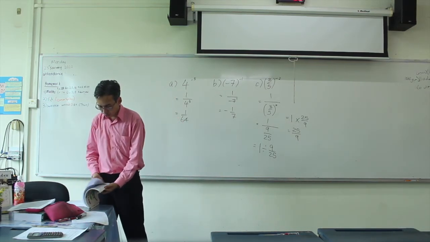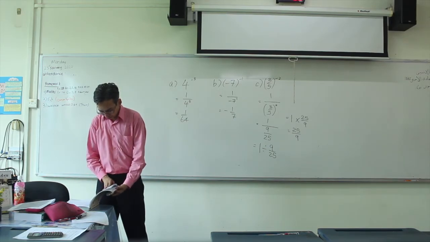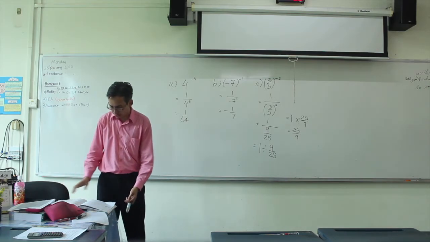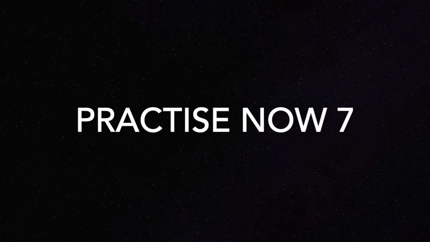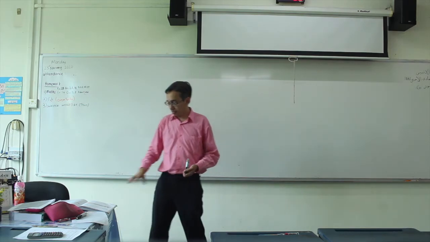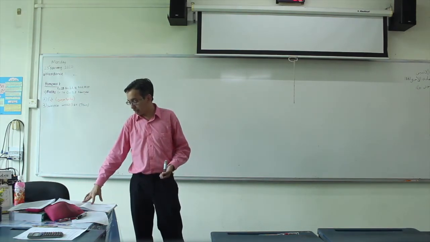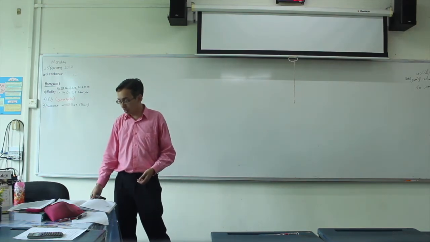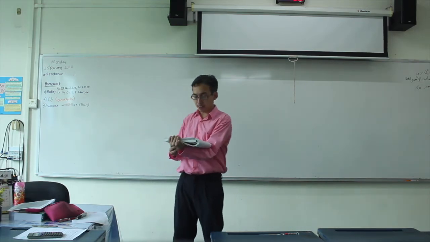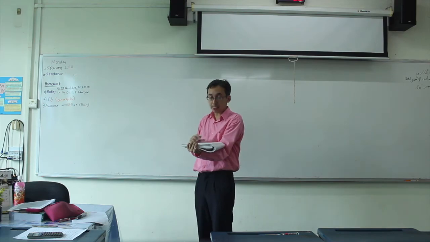Now what we need to do is, can you look at practice now 7? Give it a go. There's A, B, C, D. Try practice now 7. It's a combination of whatever laws we have learned. I'll just try one or two of it, and then after that you can try practice now 8. So we will look at work example 8 first.